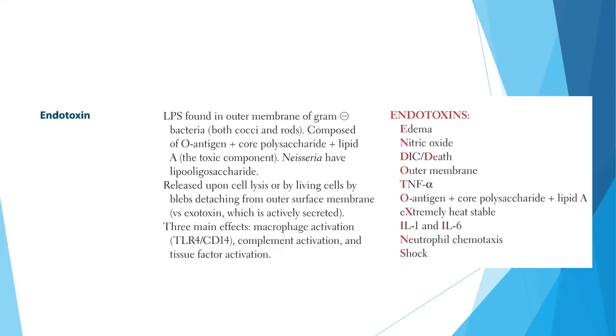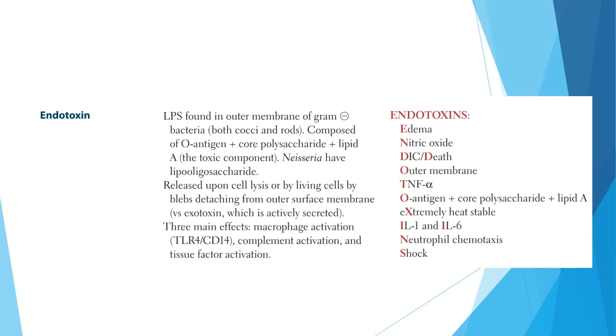Talking about endotoxin, endotoxins are generally the lipopolysaccharides found in the outer membrane of gram-negative bacteria. They are composed of O antigen plus core polysaccharide plus lipid A. This area has lipo-oligosaccharide, released upon cell lysis or by dividing cells, by blebs detaching from the outer surface membrane. And there are three main effects. They cause macrophage activation, complement activation, and tissue factor activation.